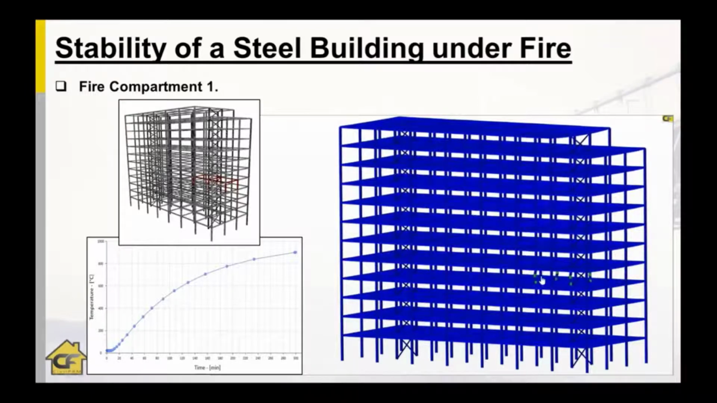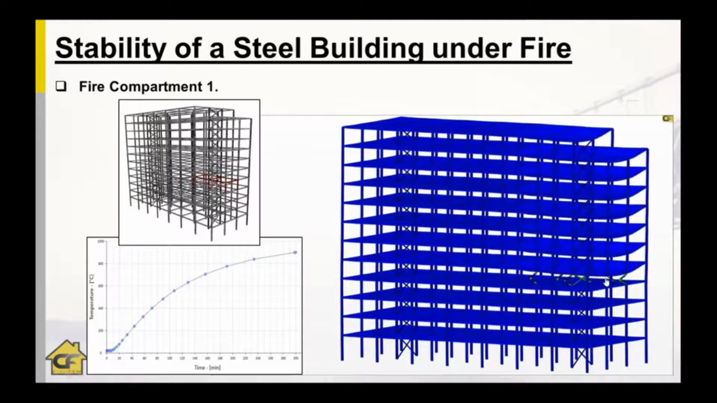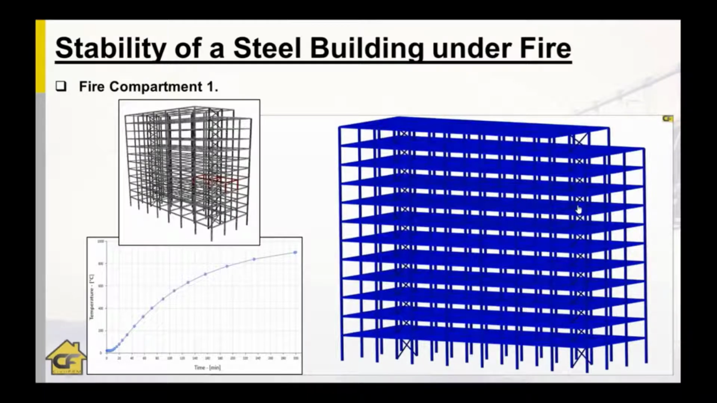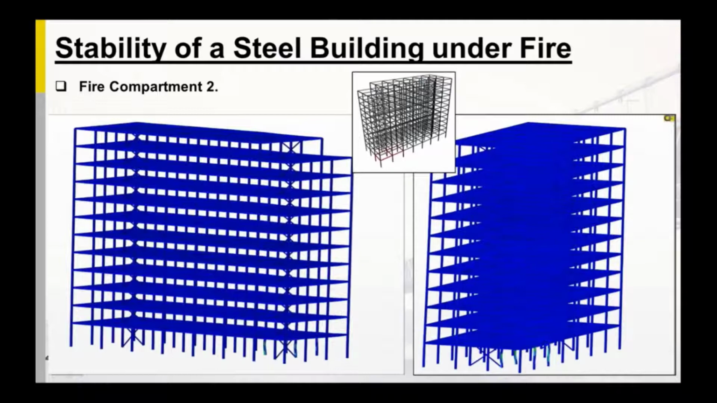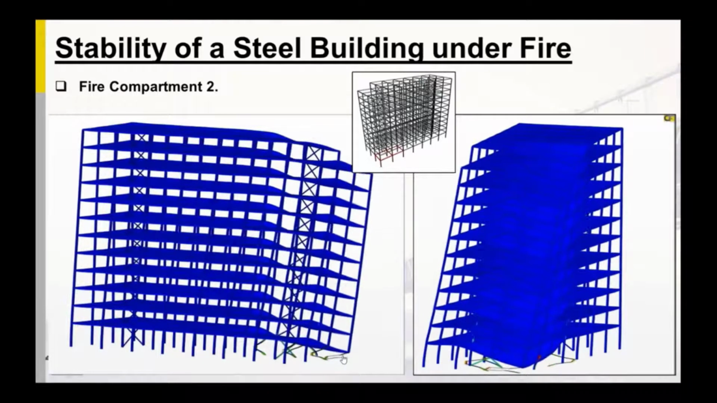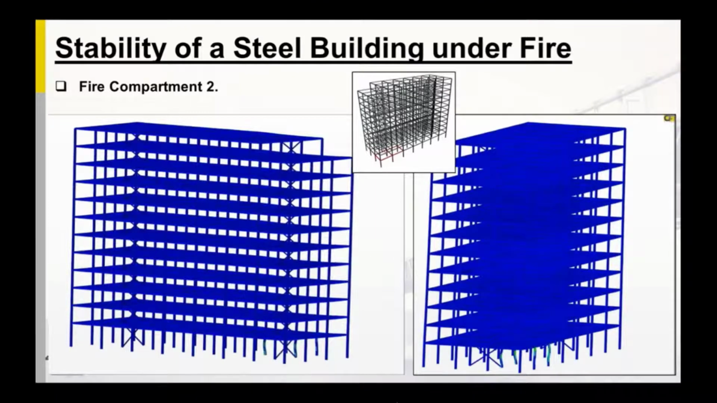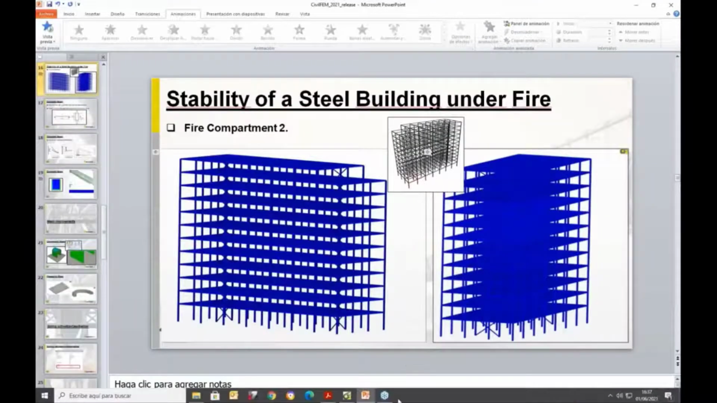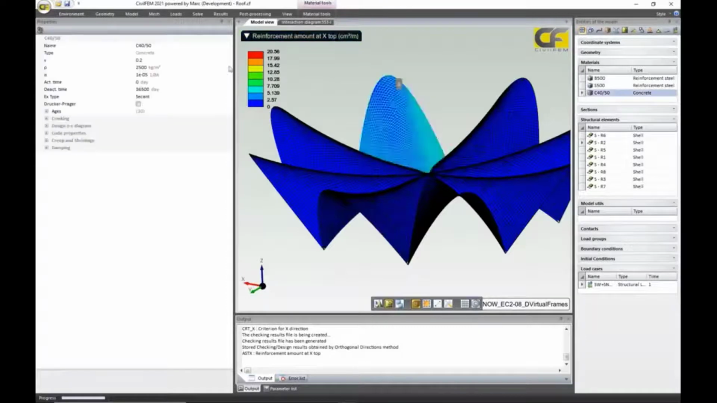And in this building we can see that due to this fire, yielding is happening in those parts and the collapse of the structure. In the same way, we apply the fire on this other part of the building, in this compartment, and we can see collapse happen much faster and easier due to the buckling of those columns in these zones.